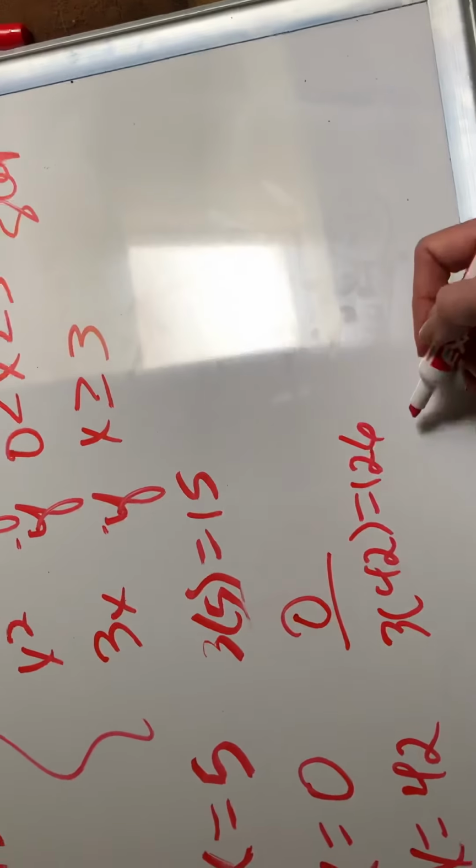That's how you evaluate your piecewise function. Let's do one more. Let's say that x is 0.5. 0.5 is between 0 and 3, so 0.5 squared is 0.25. Okay, so that's how you evaluate piecewise functions. That's how you evaluate them.